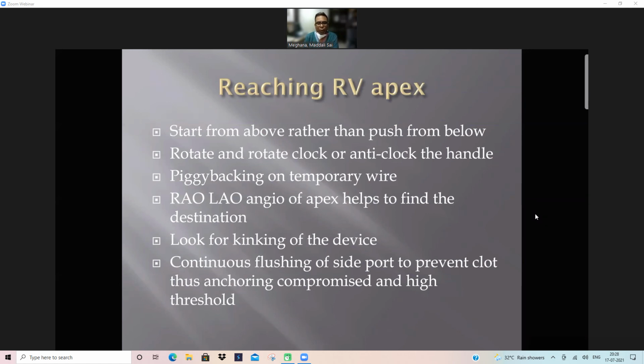Some people can go for RV angiogram, and for the beginners, you should always go for RV angiogram or even LAO, and that helps you. It will work as a lighthouse.